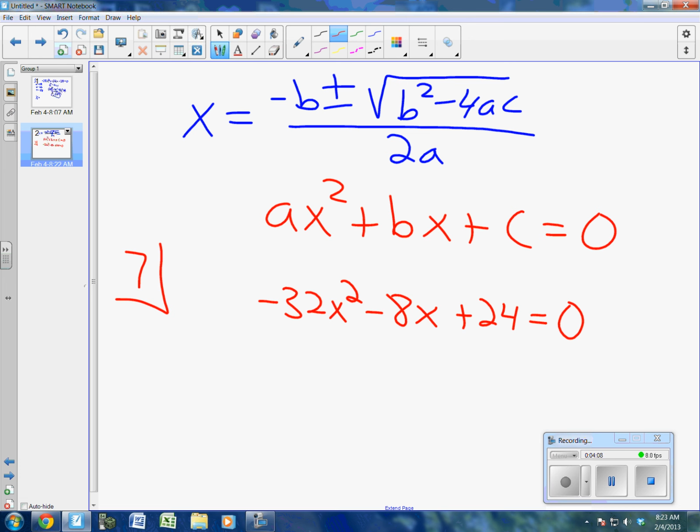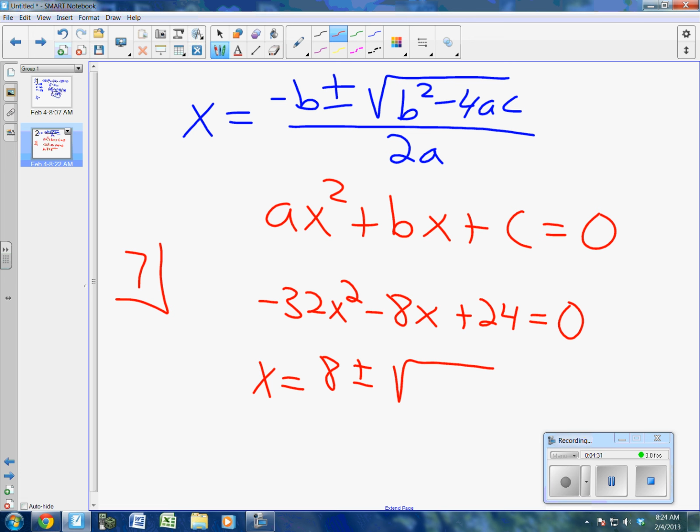Okay. So right here, we're going to go x equals the opposite of b. Well, what is b? It's a negative 8. What's the opposite of negative 8, everybody? Positive 8. You always take the opposite of b. Now, this one, we've already figured out b squared minus 4ac. What did you guys all get for b squared minus 4ac on this?